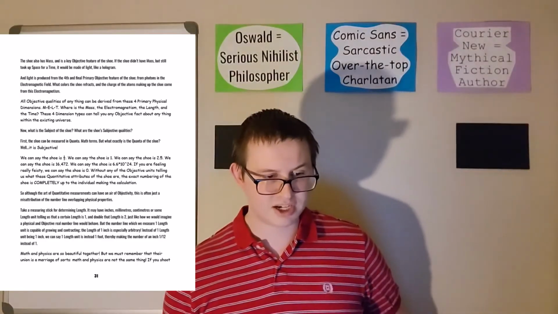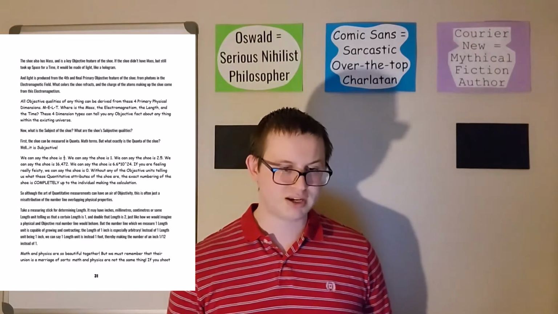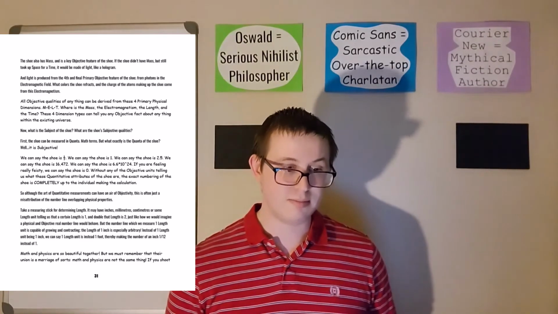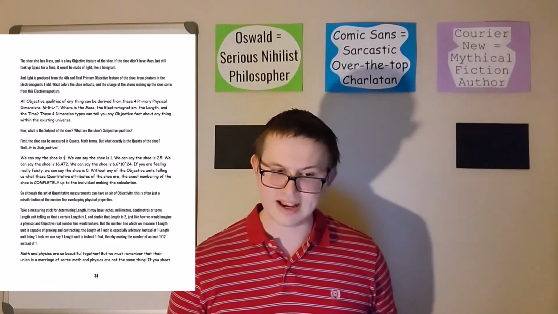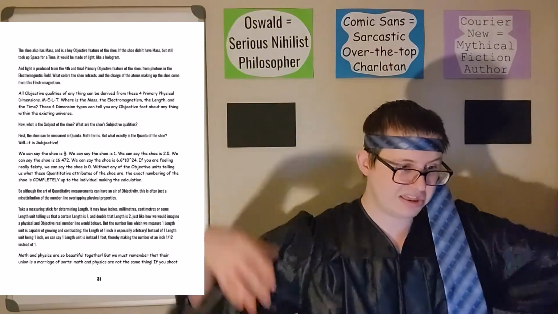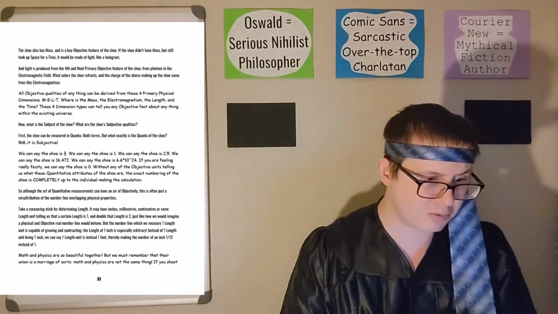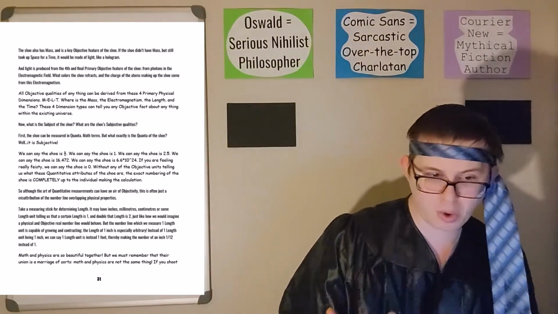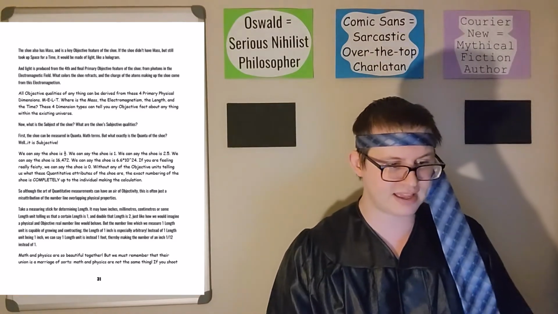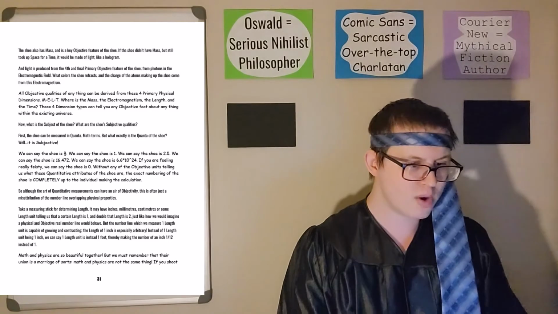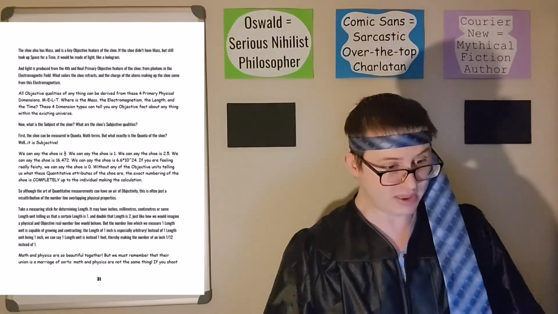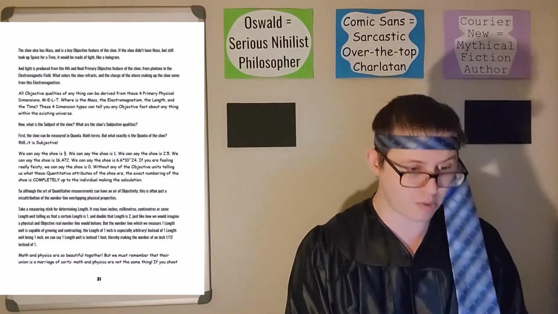Now, what is the subject of the shoe? What are the shoe's subjective qualities? First, the shoe can be measured in quanta, math terms. But what exactly is the quanta of the shoe? Well, it is subjective. We can say the shoe is 1/2. We can say the shoe is 1. We can say that the shoe is 2.5. We can say that the shoe is 16,472. We can say the shoe is 6.6 times 10 to the 24th. If you were feeling really feisty, we can also say the shoe is 0.